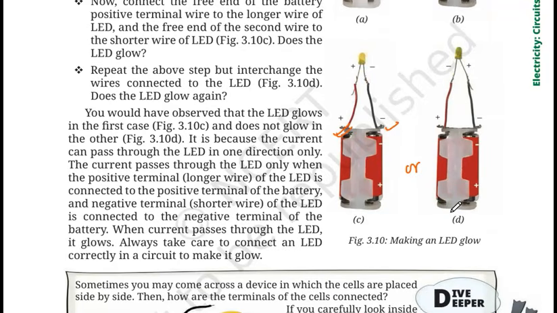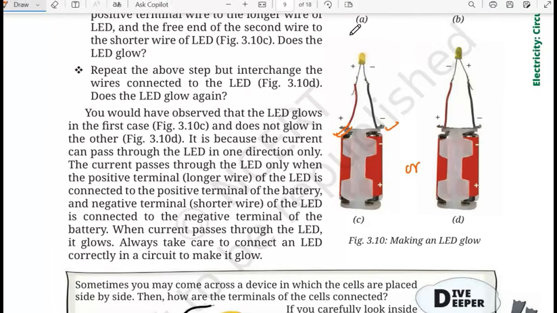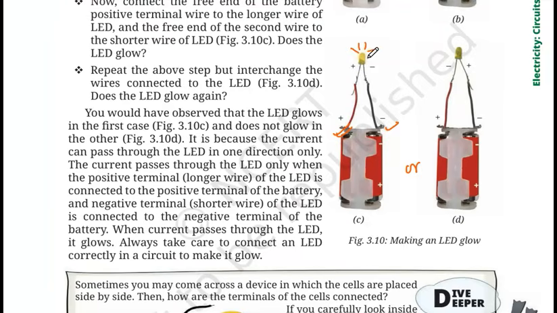Now you have to see in which setup the bulb will glow. So your observation should be that in the first case the bulb will glow, whereas in the second case the bulb will not glow. Do you know why? Because in order for the bulb to glow, the positive leg of the LED should be connected to the positive terminal of the battery and the negative leg, that is the shorter leg of the LED, should be connected to the negative terminal of the battery.